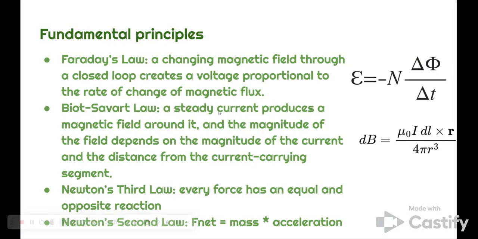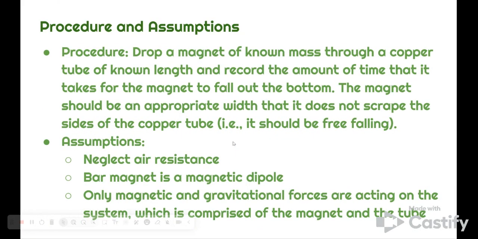It basically just says a steady current produces a magnetic field around it. The magnitude of the field depends on the magnitude of the current and the distance from the current. And then we also use Newton's third law. Every force has an equal and opposite reaction, and Newton's second law, which is F net equals mass times acceleration.